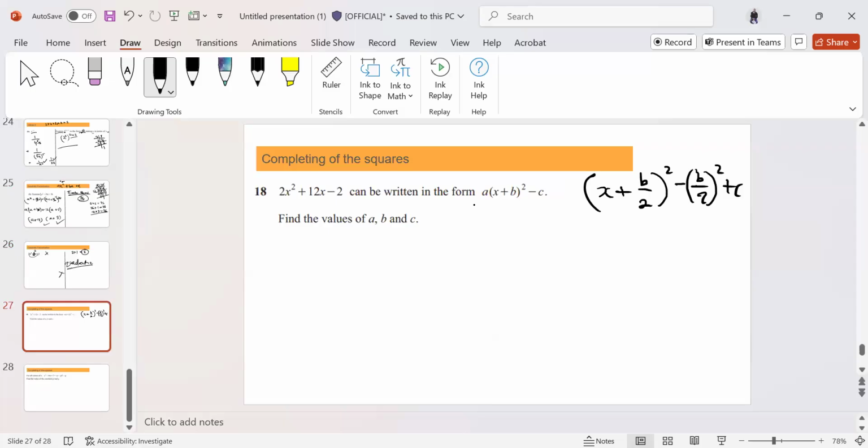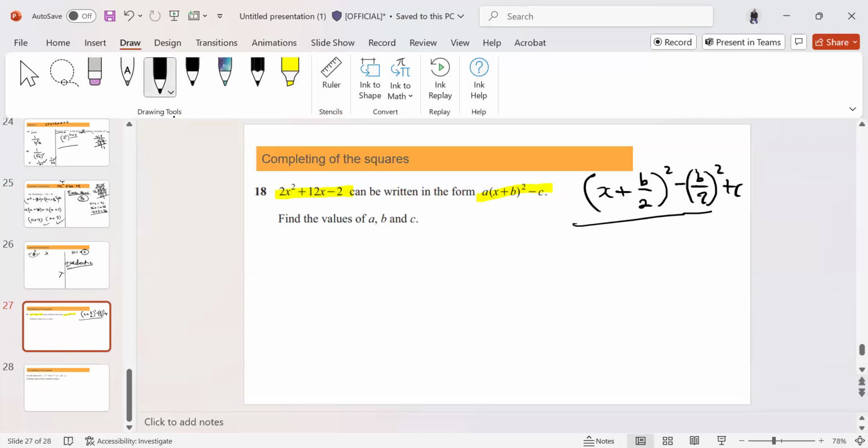However, this is the only way in which you guys can really complete the squares. Now, in the exams, they will ask you to write it in a form like this. Immediately, they give you a quadratic expression. They say, this can be written in this form. Then they want you to complete the squares.